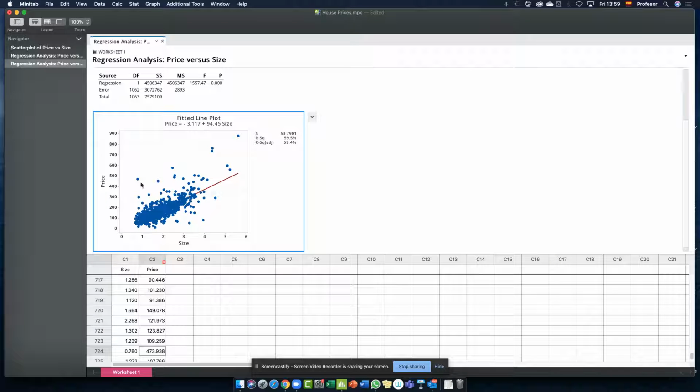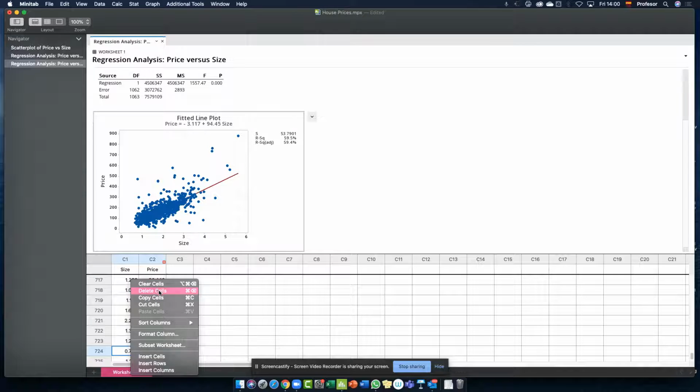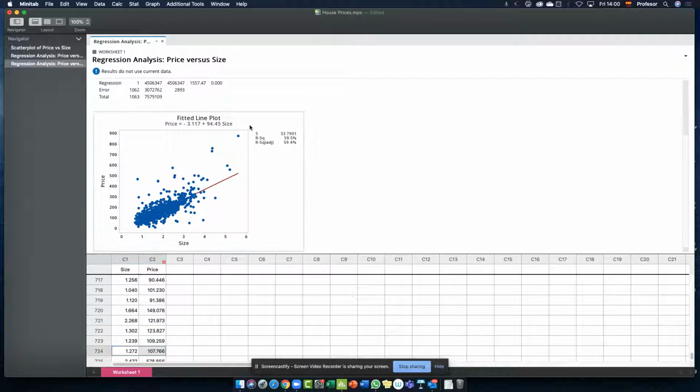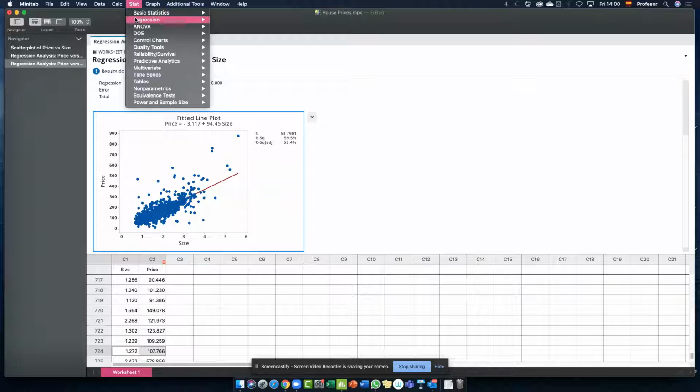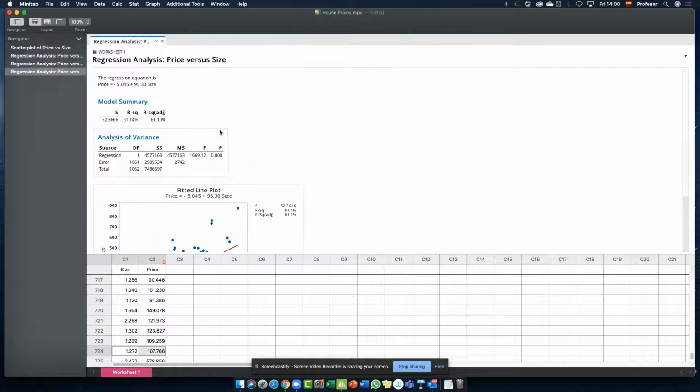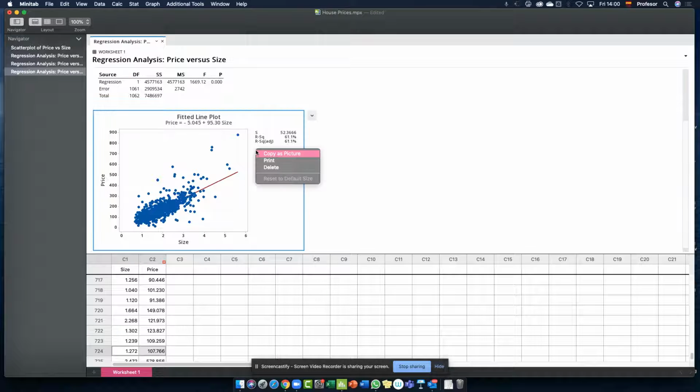In order for us to find that unusual observation, I'm going to click here on Minitab, and it is telling me that it is on row 724. So here we have row 724, and I'm going to select both of them and delete the cells. They have disappeared, and it is already telling me that they are not using the current data. So I'm going to refresh it through another regression fitted line plot. And here is what we have.